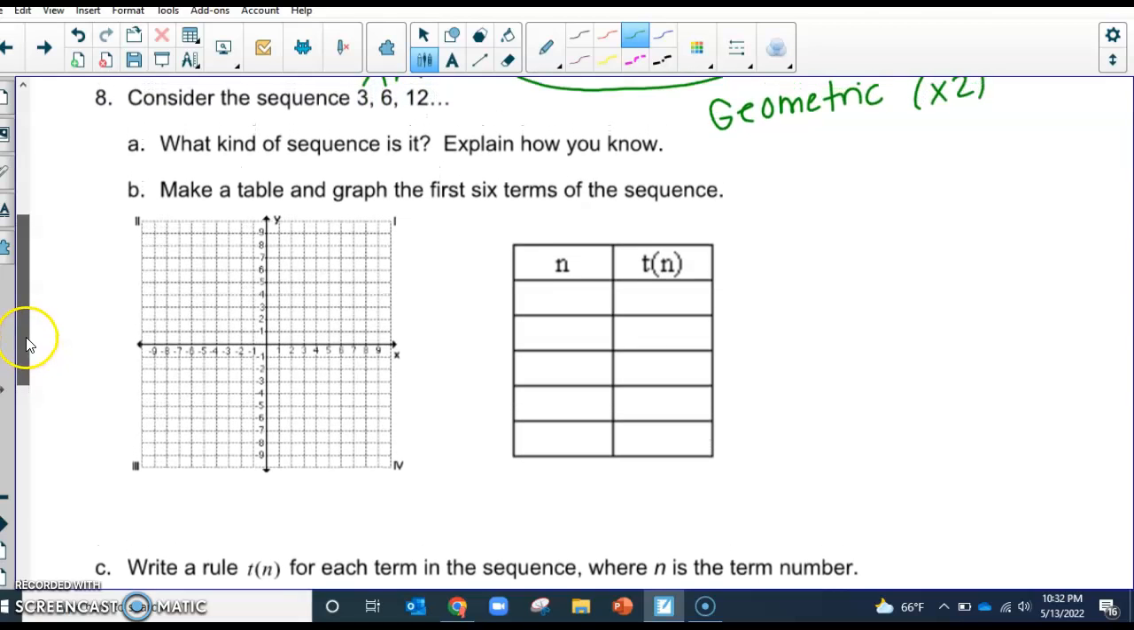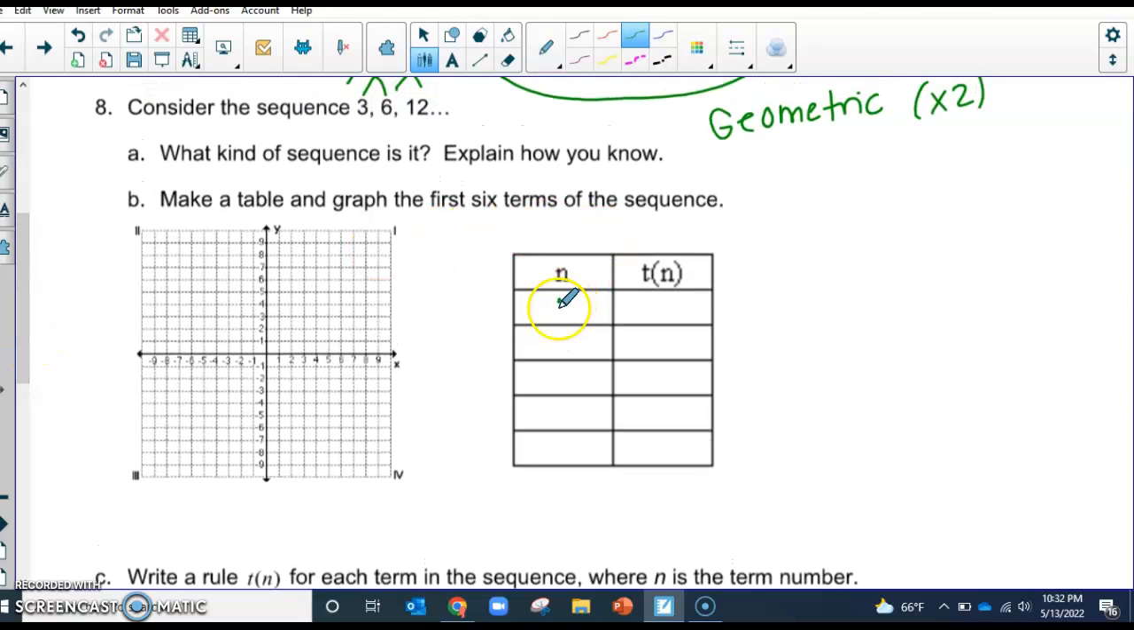This says make a table and graph the first 6 terms. So we've got our first term is 3, 6, 12, remember, times 2, times 2, times 2 is 24, times 2 is 48. I'm going to graph these. I've got 1, 3, 2, 6, 3, 12.